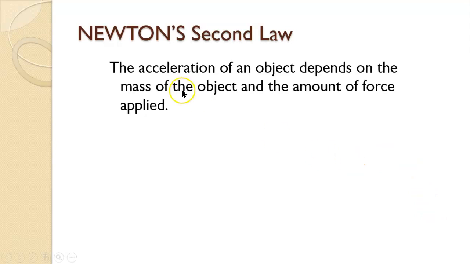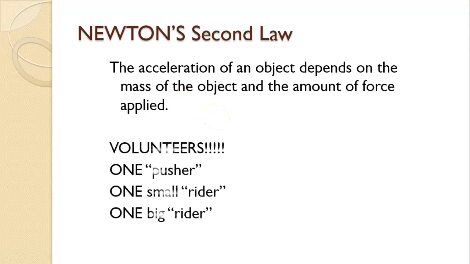You can see here that we're talking about the mass of an object, and of course, inertia has everything to do with the mass of an object. The more mass an object has, the more inertia it has. The less mass an object has, the less inertia it has. And so the acceleration of an object is dependent upon the mass or the inertia of the object, not to mention the amount of force that is applied to that object. So let's take a look at what we mean by this.